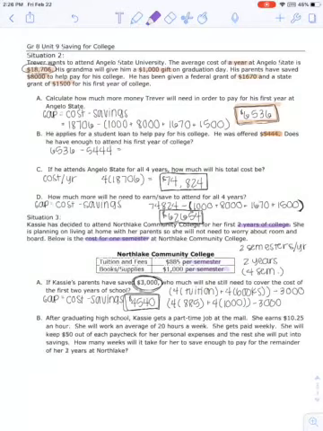Let's break it down. It's $10.25 an hour. She will work an average of 20 hours a week, and she gets paid weekly. So if we want to figure out how much she's paid each week, we could do 10.25 times 20, because that's her average number of hours. And she gets paid weekly, so that's how much money she would get in her paycheck.